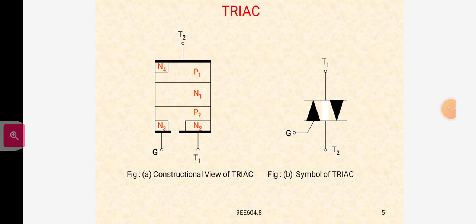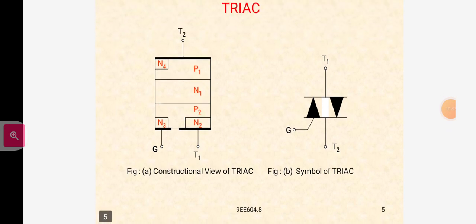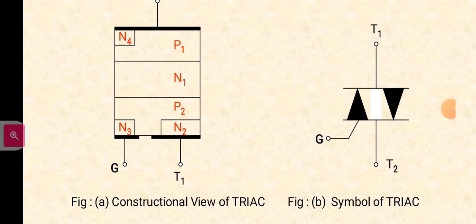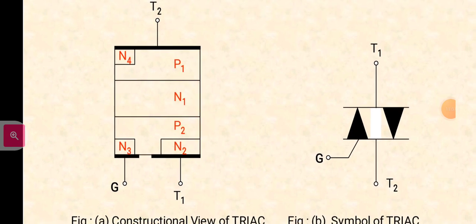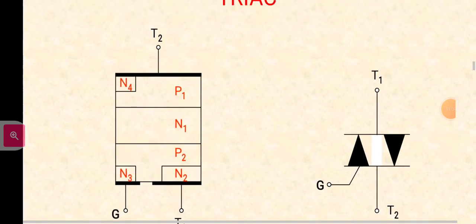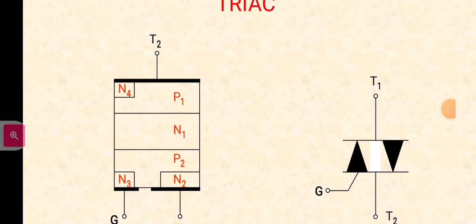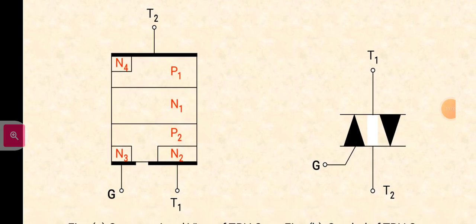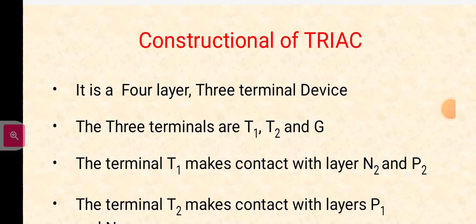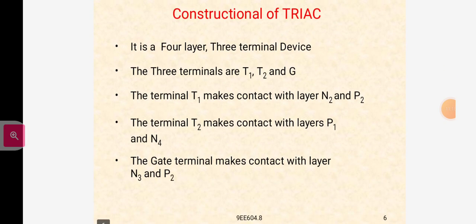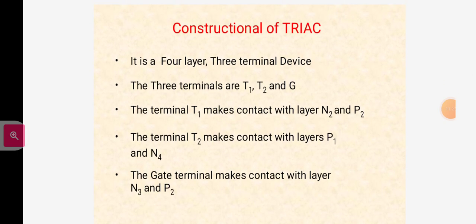In this construction, the gate terminal is near to the P2 and N3 material, the T1 terminal is near to the P2 and N2 material, and the T2 terminal is near to the N4 and P1 material. So this is the symbol for the triac, and this is the construction of the triac.